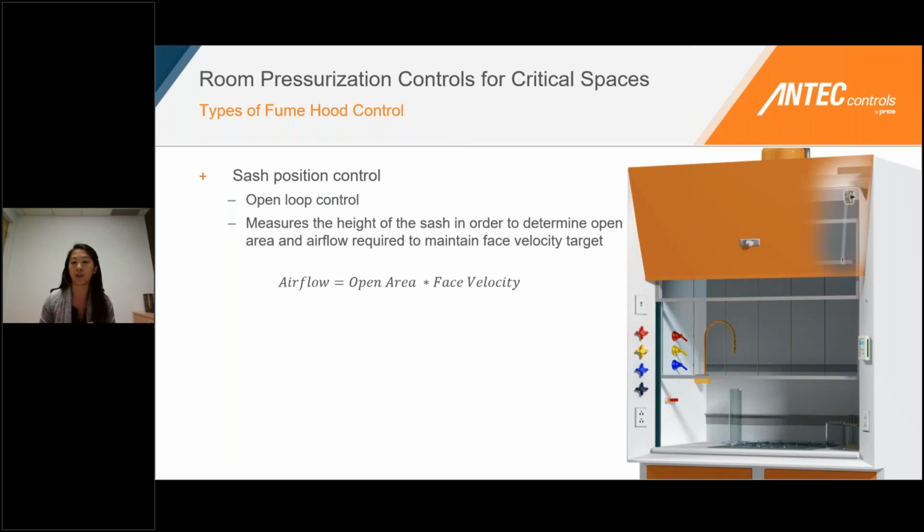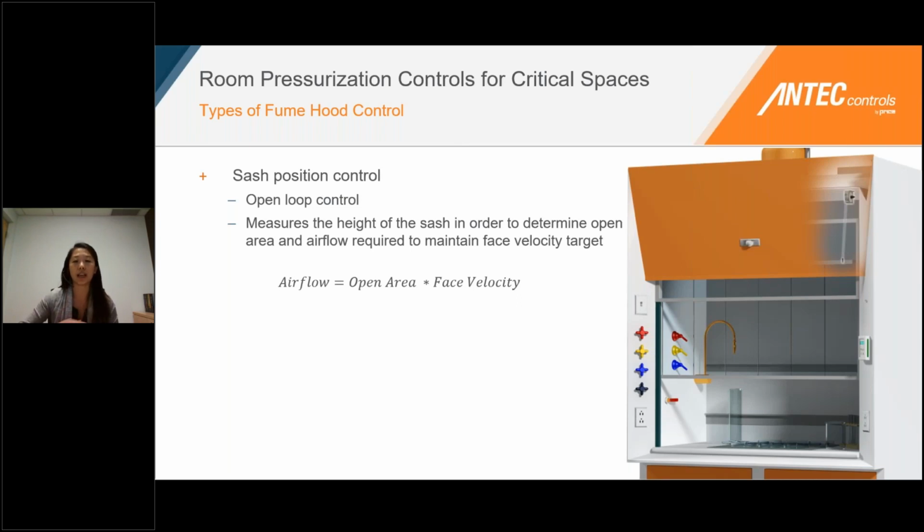But once it's hit that airflow, it's not making any small adjustments based on the number of people in front of the hood, any obstructions, even horizontal sashes. It is really just looking at the height of the sash. So if the height of the sash doesn't move, the airflow valve's not going to move. And that's why it's open loop, because it's not going to make any corrections based on what the true face velocity is. However, with that being said, typically sash position control is the most common on vertical sashes just because it is quick and it's simple and it is relatively effective.